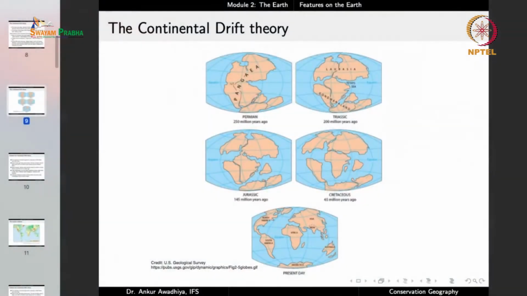Now, Wegener did not find out all of these clues by himself, but he looked at the published literature, he looked at what the other scientists had found out, and he used those evidences to put forth his own theory. So this is another evidence: if you look at the ocean sediments between South America and Africa, there are no ocean sediments that are older than the Jurassic period.